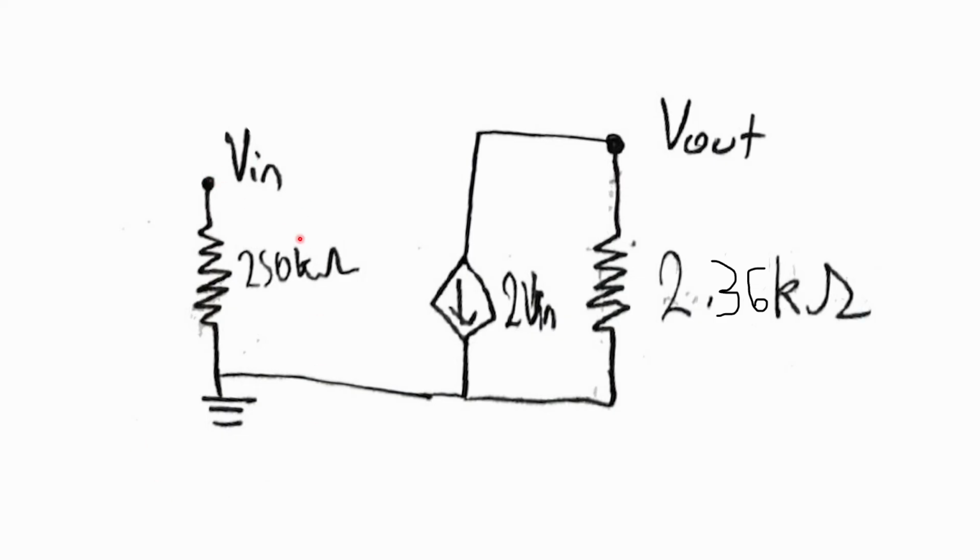To find the output resistance, let's disable Vin, turning the whole thing into ground. And since Vin equals 0 volts, this current source also produces 0 current, turning this into an open switch. After this, it is clear to see that output resistance, which is the ratio of voltage at output to current at output, is simply this resistor right here, which is 2.36 kiloohms.